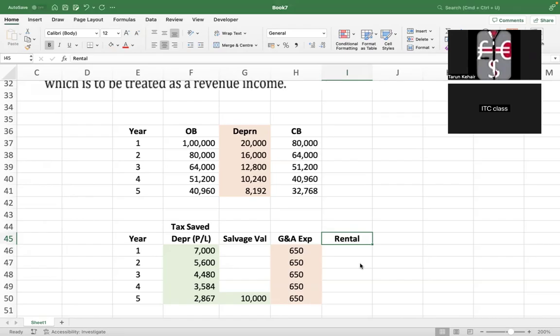So will this administration cost be borne by them? It depends on the contractual terms. In this case, they have assumed that the lessor is going to bear it. You can have maintenance borne by the lessor. That happens.